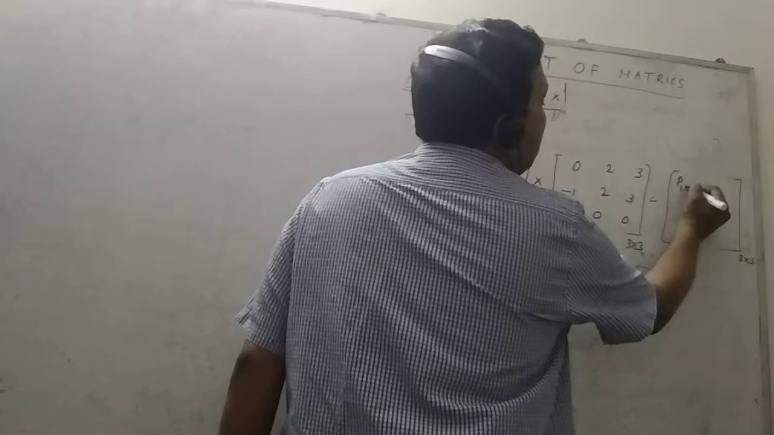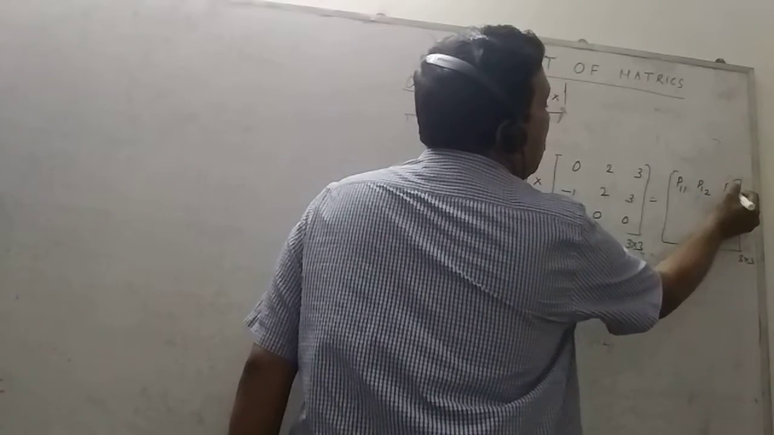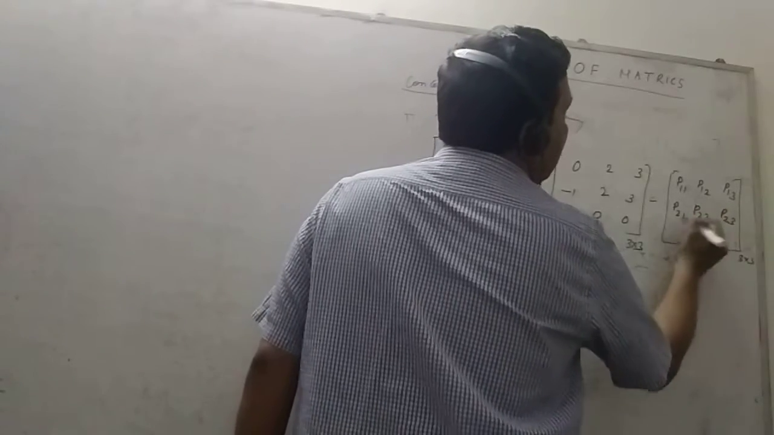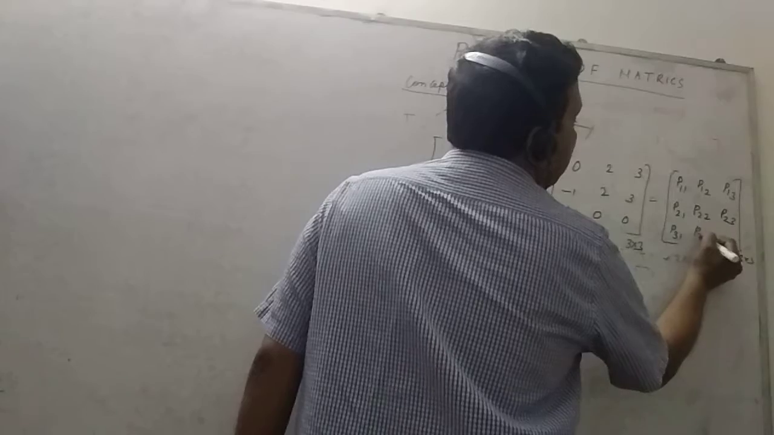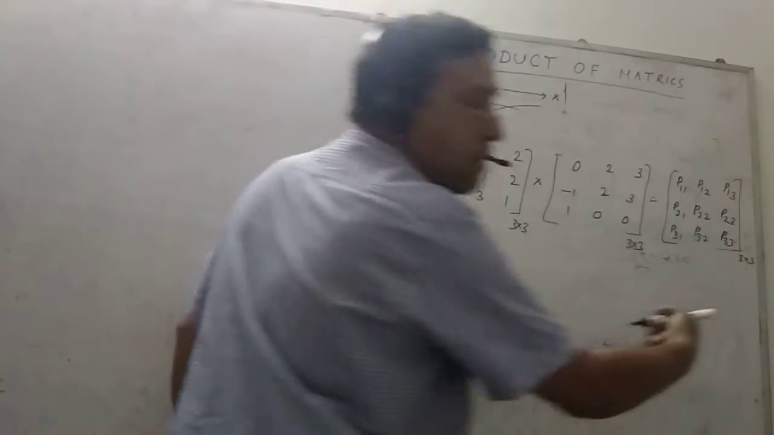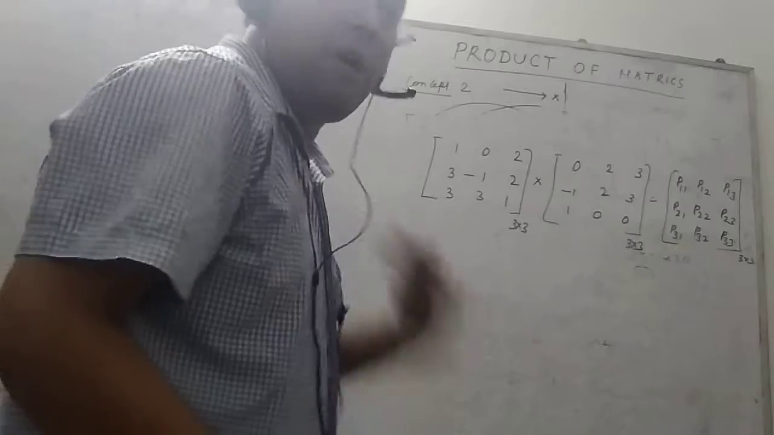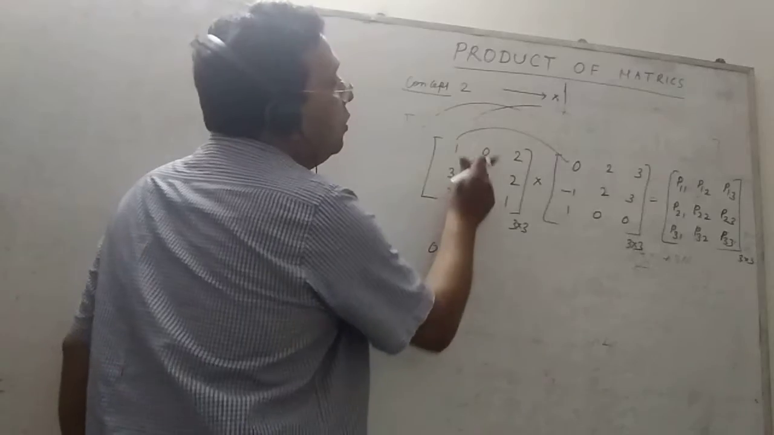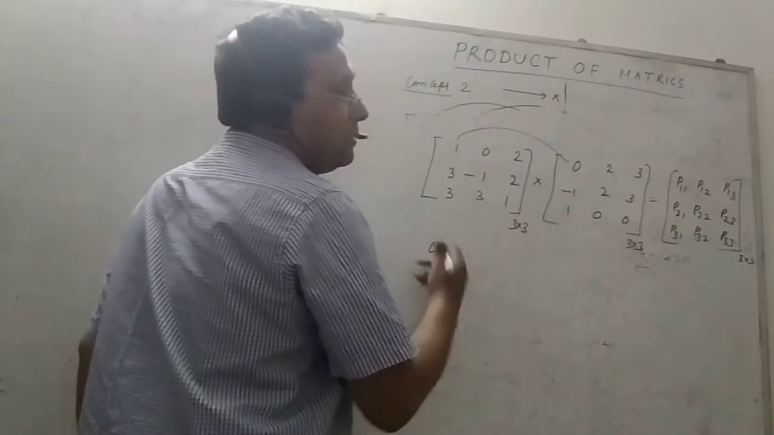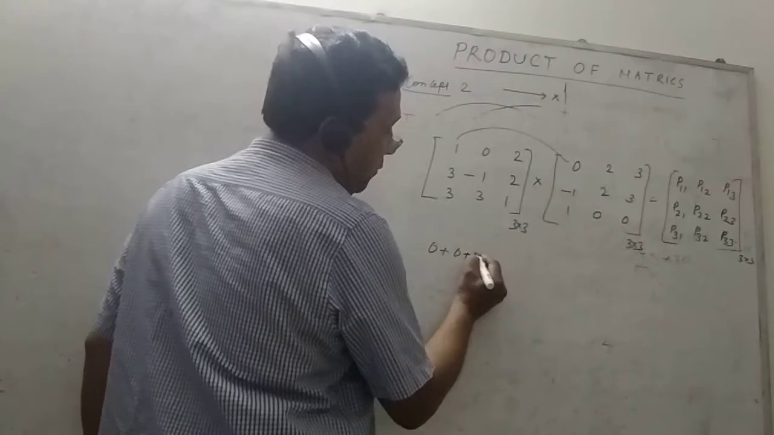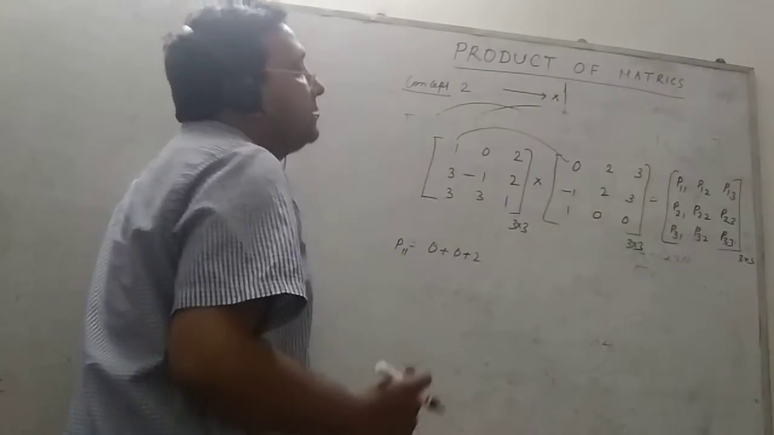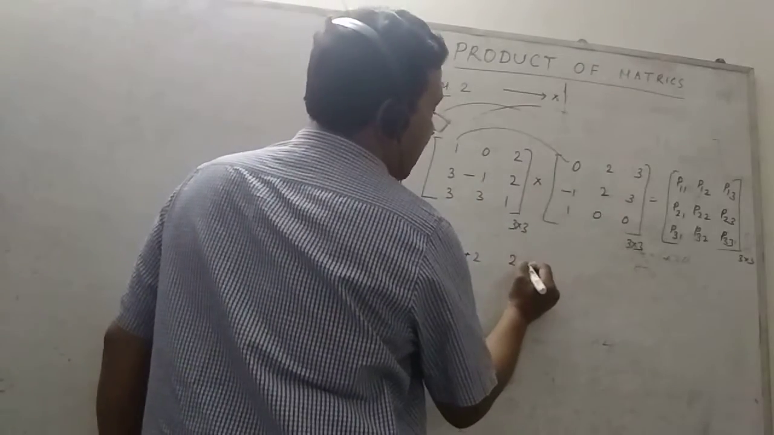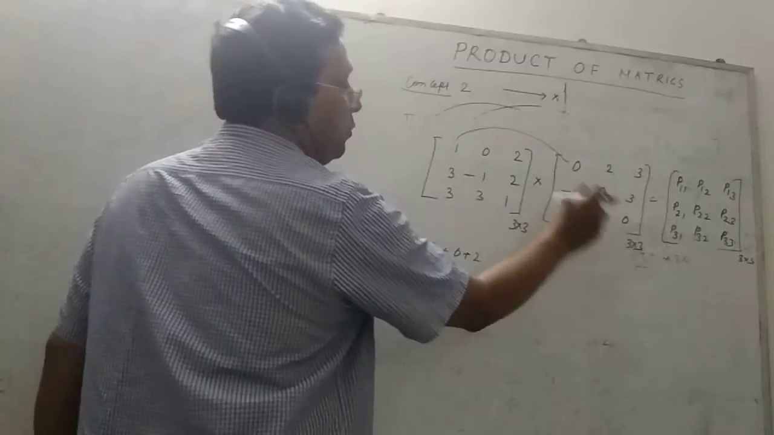Naturally, the end result should be what? P11, P12, P13, P21, P22, P23, P31, P32, P33. So write the scheme of the product result. This will help you. You will never forget. Now if I multiply this, here 1 into 0, 0, 0 into minus 1, 0, always add, plus 2 into 1, 2. This is your P11. Next is P12, first row and second column. So 1 into 2, 2, plus 0 into 2, 0, plus 2 into 0, 0.